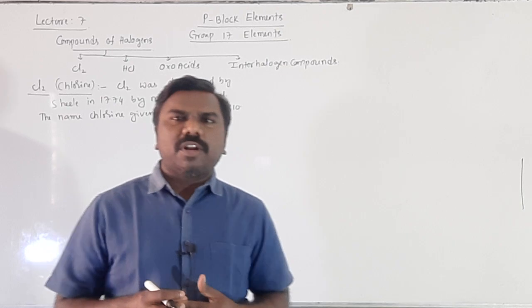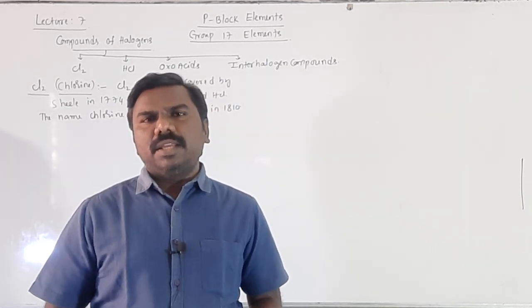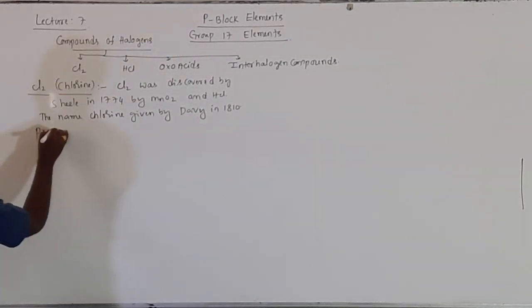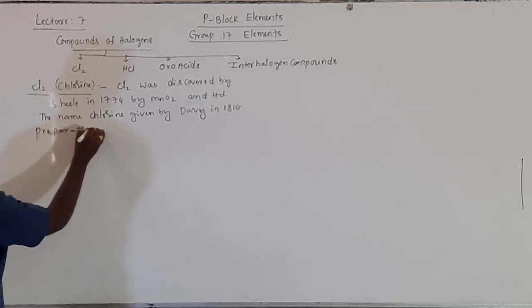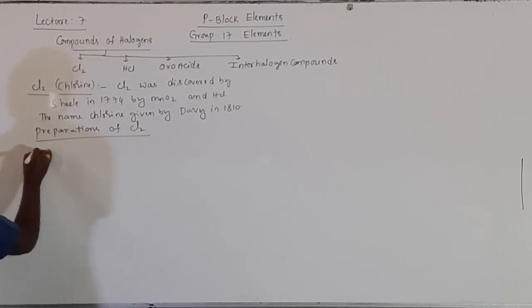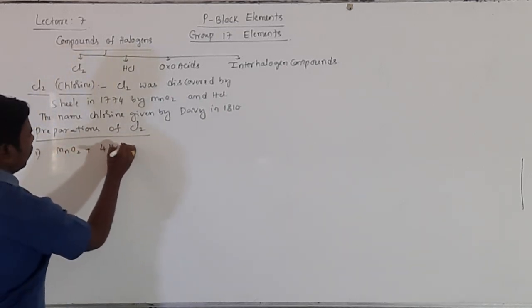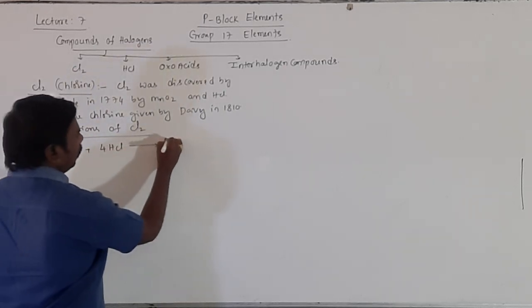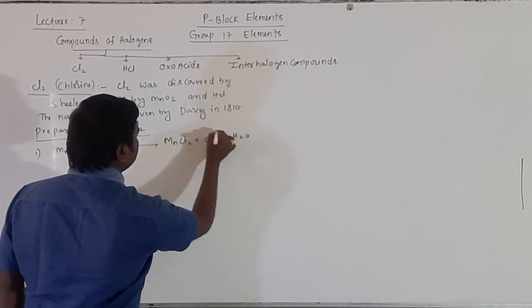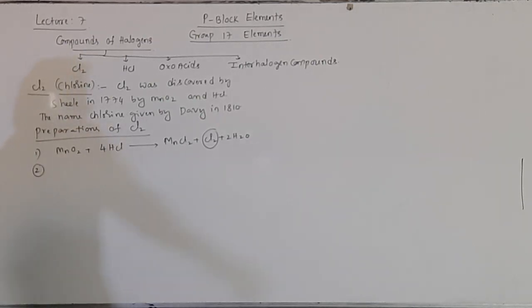Preparations of chlorine. Chlorine can be prepared from MnO2 and HCl, KMnO4 and HCl, and NaCl and H2SO4. First method, MnO2 plus 4HCl gives rise to MnCl2 plus Cl2 plus 2H2O. Chlorine gas is prepared.